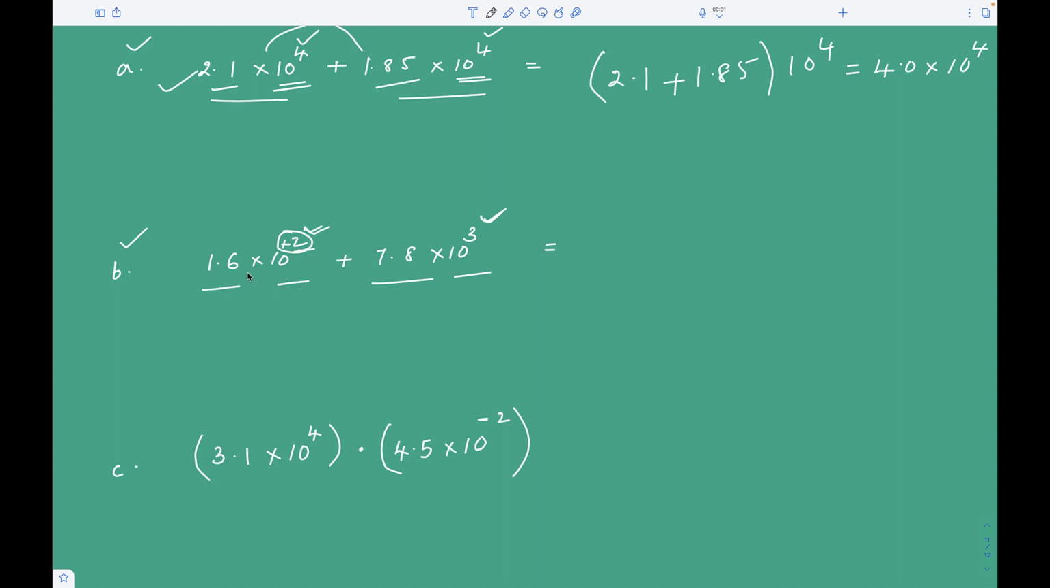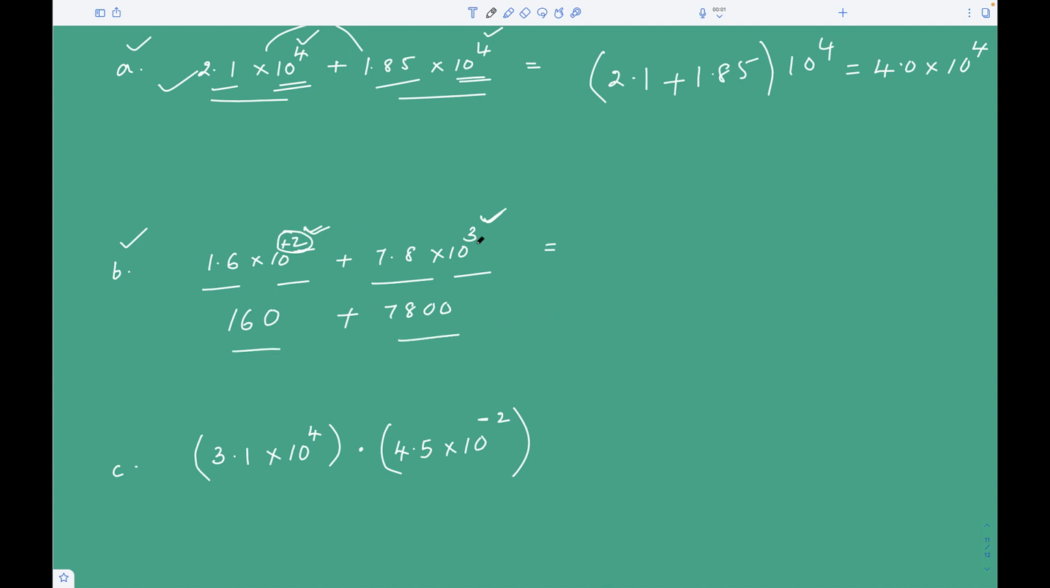So here 1.6 multiplied by 10 to the power of 2 gives 160. Similarly, 7.8 multiplied with 10 to the power of 3 gives 7800. You have to move the decimal point to the right by 3 places, 1, 2, 3. So you would get 7800. Then you know how to add these two numbers.